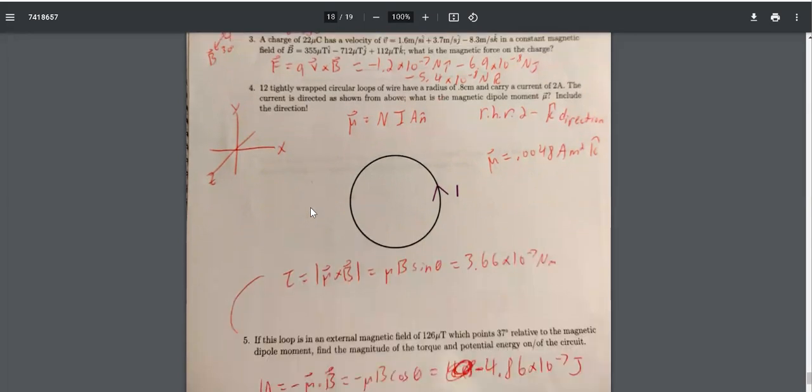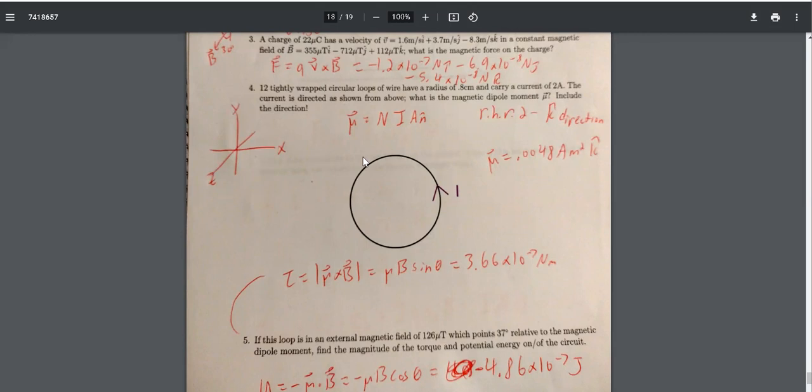Okay, so a tightly wrapped circular loop of wire has a radius of this and a current of this. The current is in the direction here. What is the magnetic dipole moment? Okay, well, here I've drawn a coordinate system. So this is x, this is y, and out of the page is z.